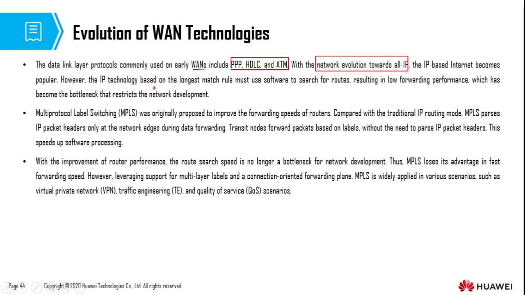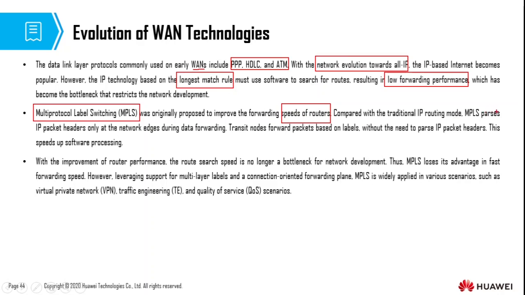However, IP technology is based on the longest match principle. Longest match rule, which uses software to search for routes, resulting in what problem of using the longest match? Low forwarding performance, which has become the bottleneck that restricts the network development. So, in order to solve that problem, a protocol called multi-protocol label switching, MPLS, was proposed in order to improve the forwarding speeds of routers.